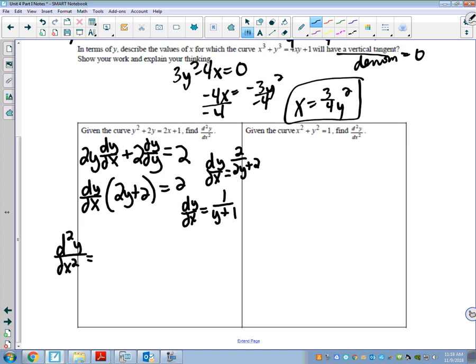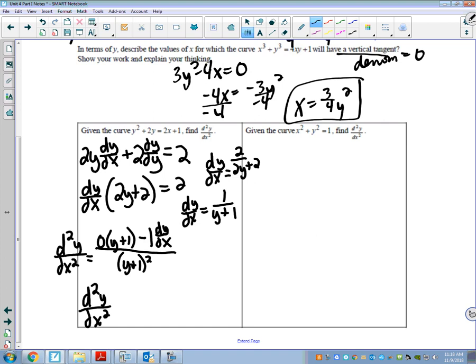Isn't that exciting? So the quotient rule here would be the derivative of the top, which is just 0, times the bottom, which is y plus 1, minus the derivative of the bottom. And the derivative of y plus 1 is just 1. But what do I have to do when I take the derivative of y? I have to do dy/dx, all over the denominator squared, which is y plus 1 squared.